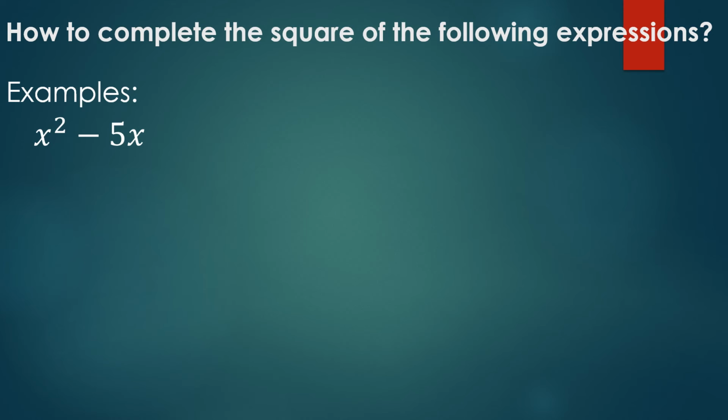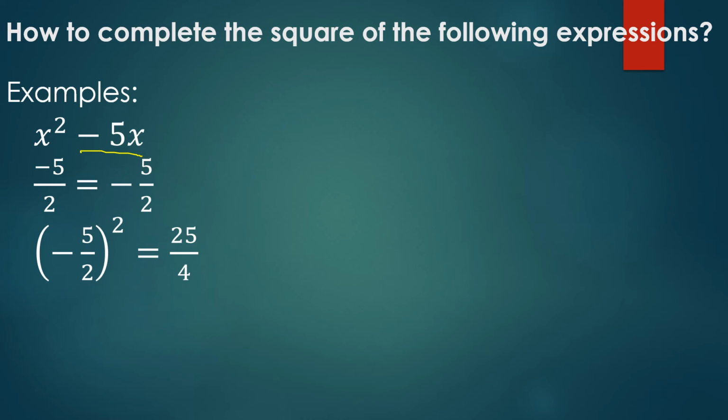X squared minus 5x. We are going to take the half of the coefficient b. So we have negative 5 over 2 is equal to negative 5 over 2, right? Because negative 5 is not divisible by 2, then we write it as negative 5 over 2. And then, we are going to square that.